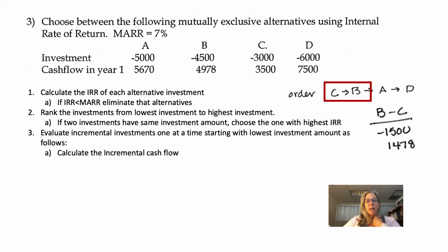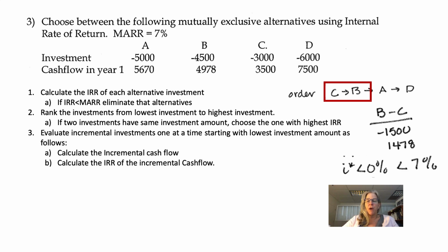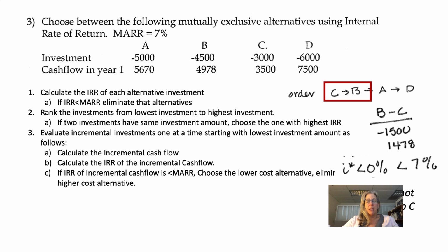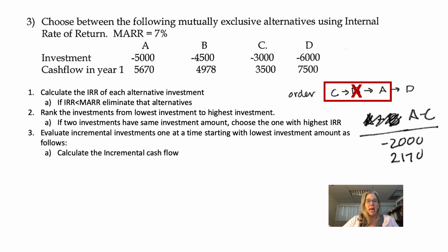Then I calculate the incremental cash flows of investing in B as opposed to C. And that means that the initial investment amount will be $1,500 with a return of $1,478. Now actually we can see that return is less than the investment amount. So the IRR is actually less than 0, which is also less than 7%. So in this case we're going to eliminate B because it's not a good incremental investment, and we're going to keep C.